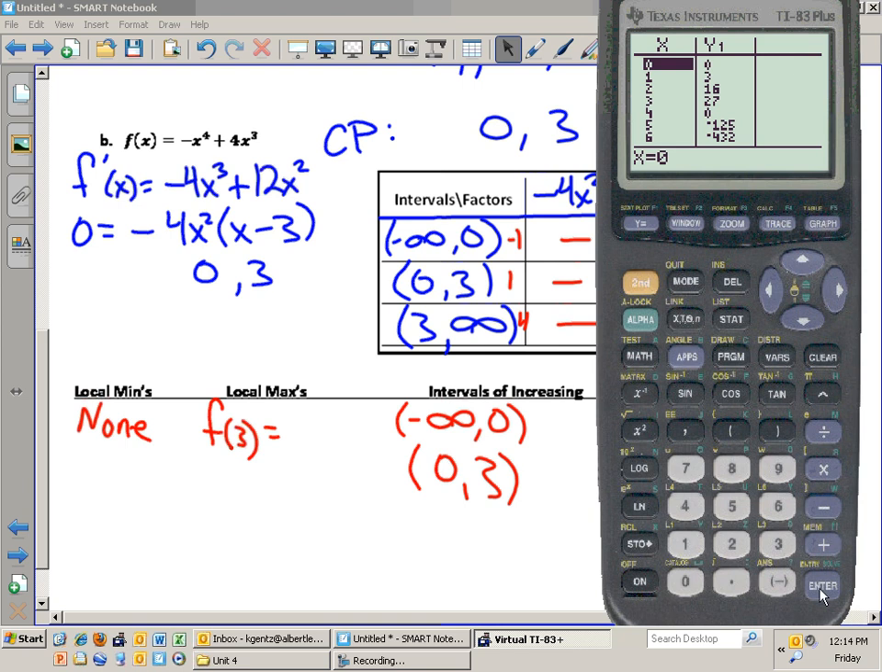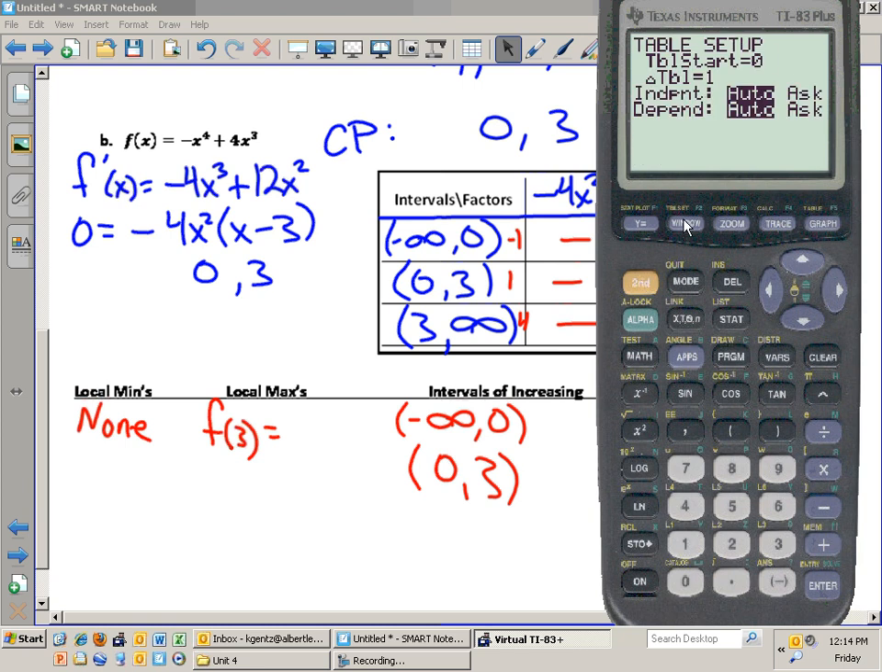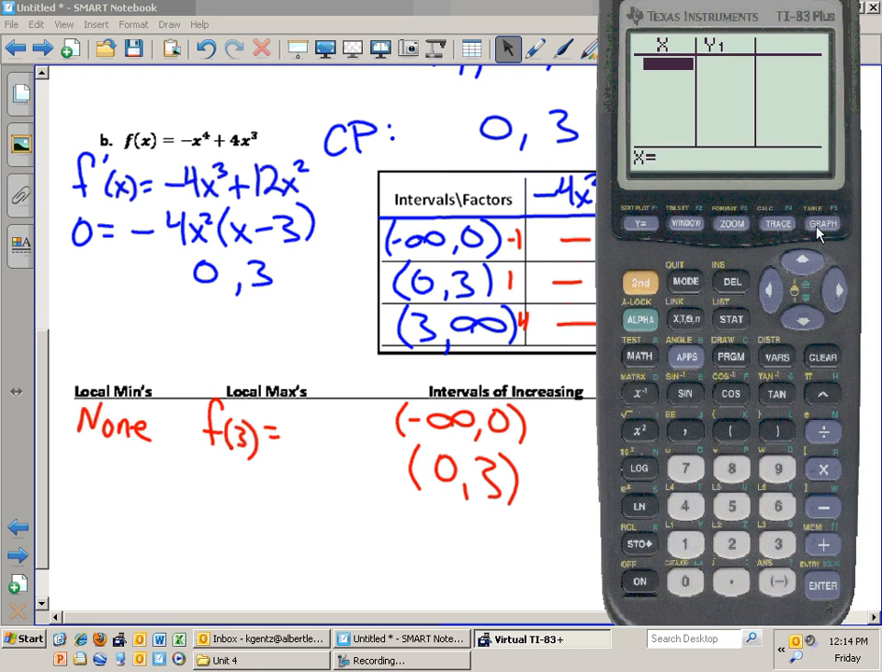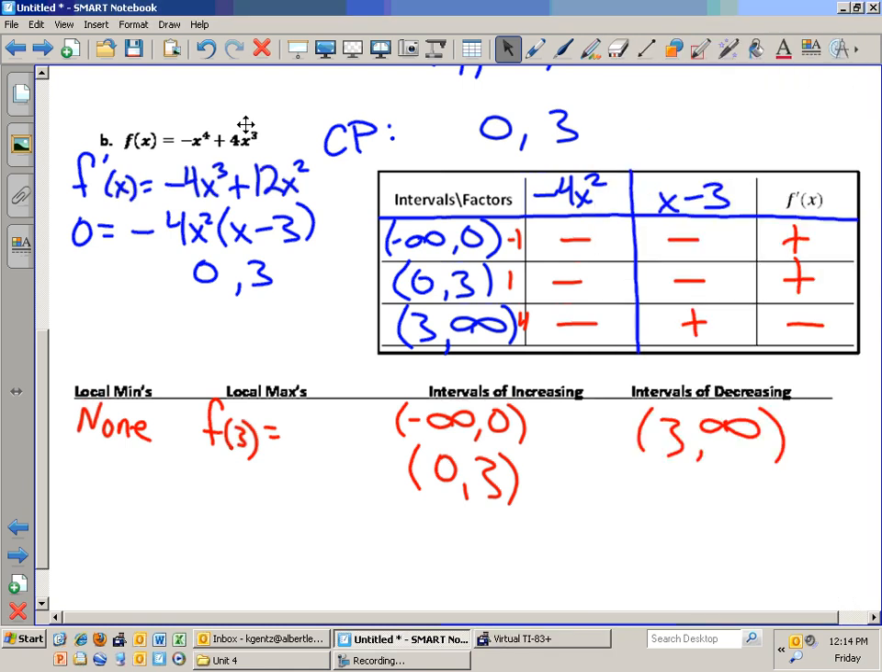And it reaches a, why won't it do it? Oh. If I punch in 3, I get a value of 27. So the local max is 27. It has no local mins. Finding that information out will allow us to draw a better sketch.